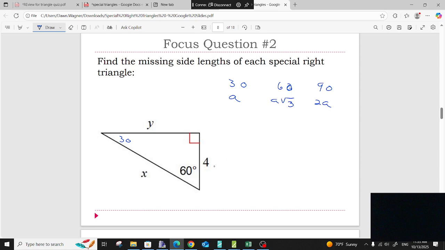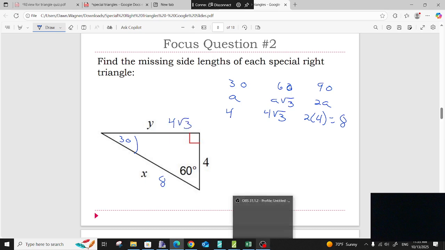Okay, so I have across from the 30, A is 4, right? I didn't have to solve because I was given across from the smallest side. If you have the smallest side, it makes your life easy because I could just substitute in for A. So this would be 4 square root 3. This is 2 times 4, which is 8. So this would be 8 here, and this would be 4 square root 3. Any questions on that one?